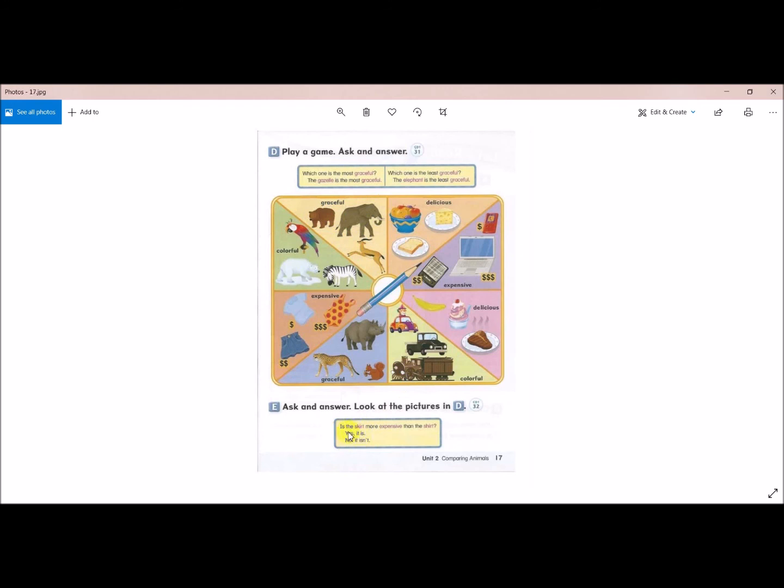Skirt, and they ask, is the skirt more expensive than the shirt? Yes, it is. If no, it isn't.